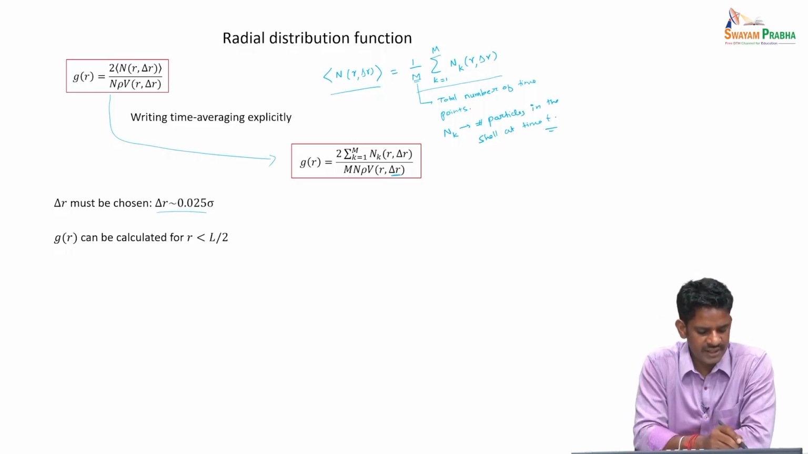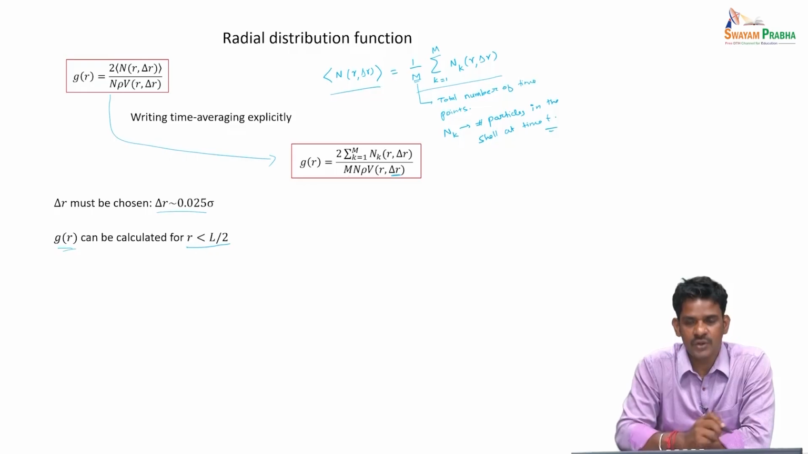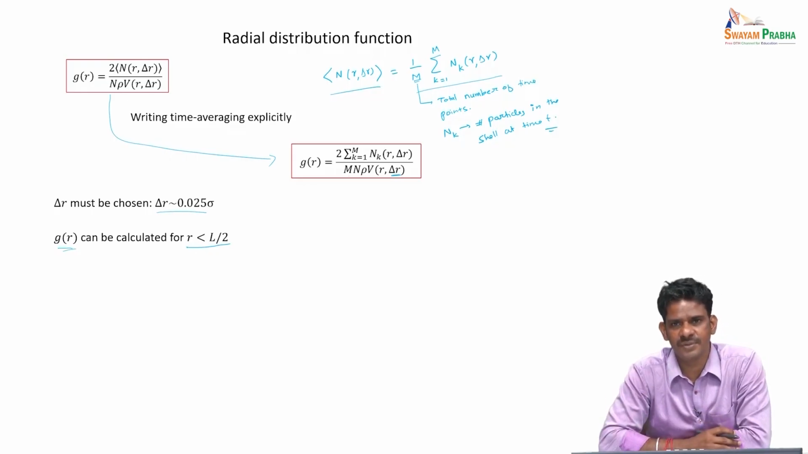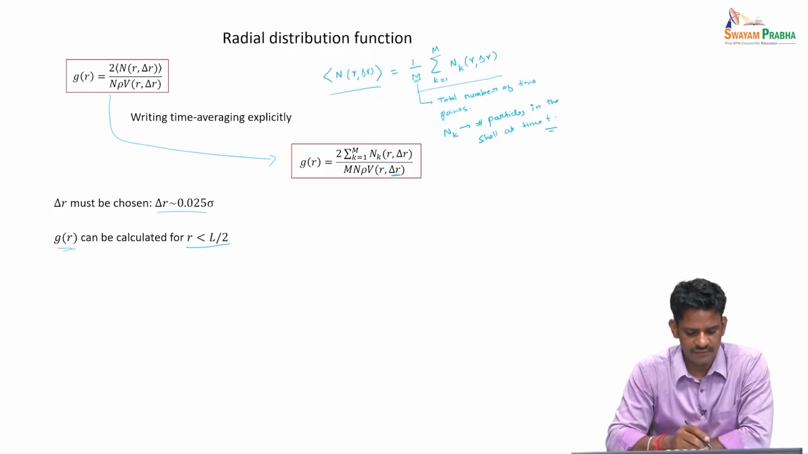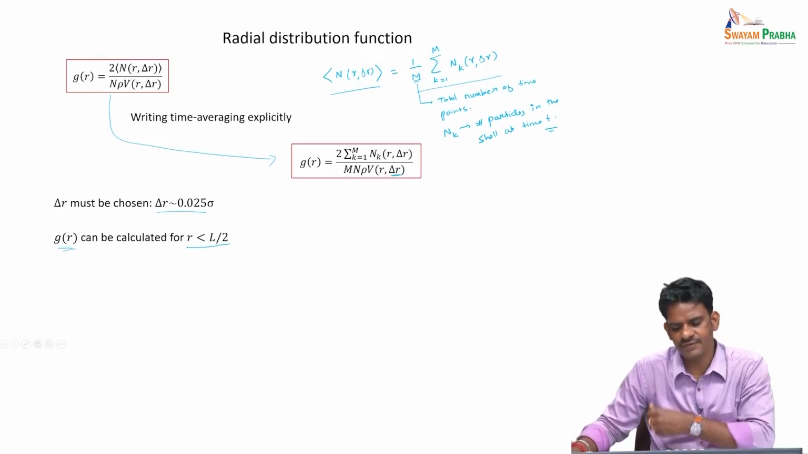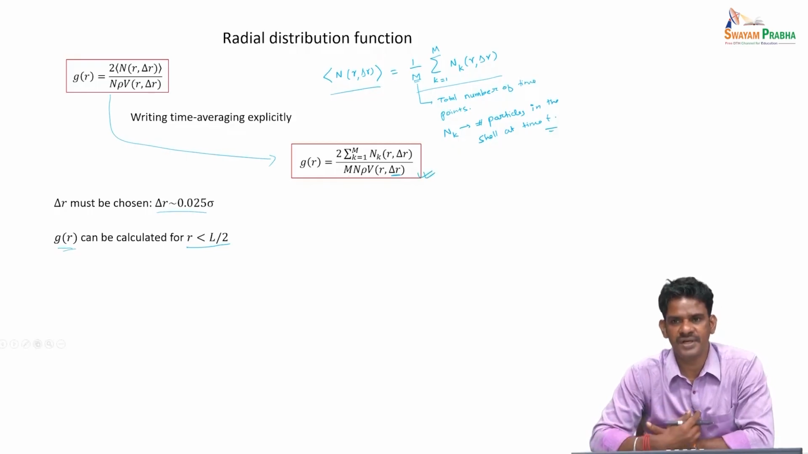And we also have to note that this g of r can only be calculated for r less than or equal to L by 2, because beyond that your periodic images will be interfering. So the g of r can only be calculated from a distance 0 to L by 2. That's the maximum limit one can go. So next we will see how this expression that we have here is implemented in an MD code.